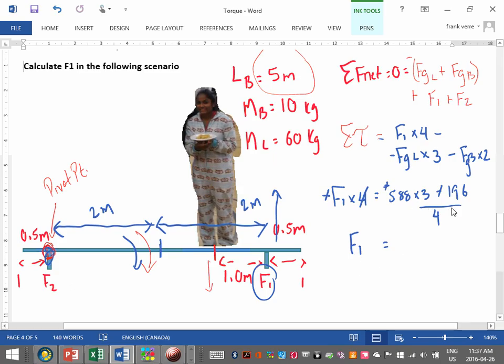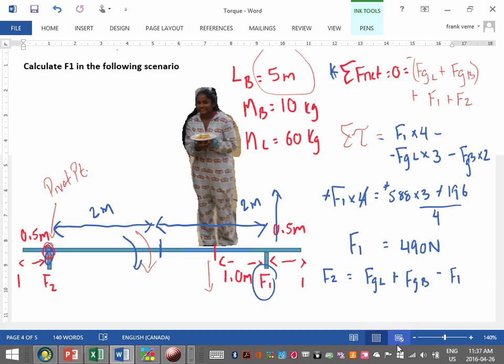So 588 times 3 plus 196. What is it? 490? 490. Now we have F1. We can go back to here and figure out what F2 is. So if we rearrange this, we could say that F2 would be basically the weight of the girl plus the weight of the beam minus F1.